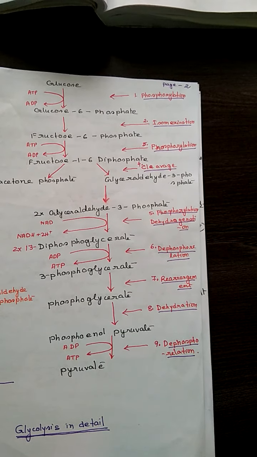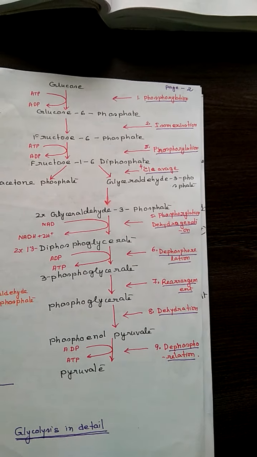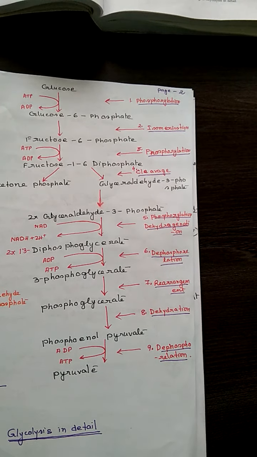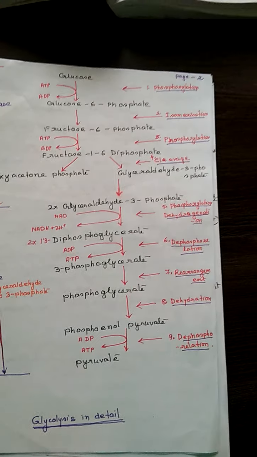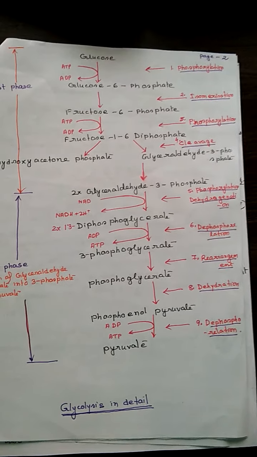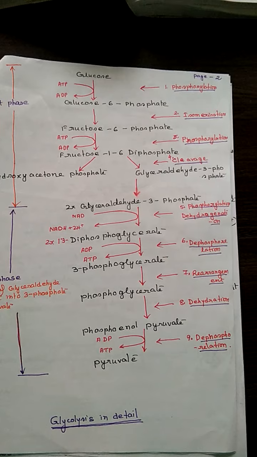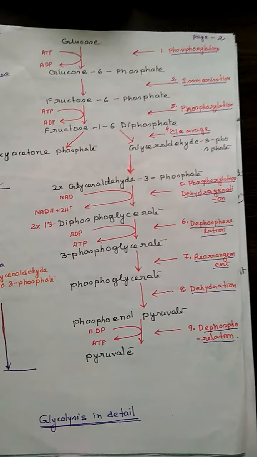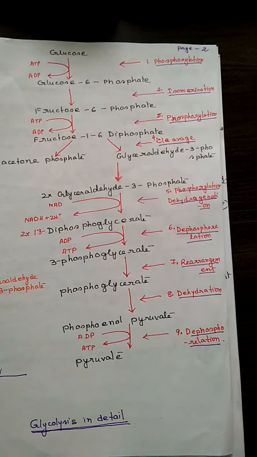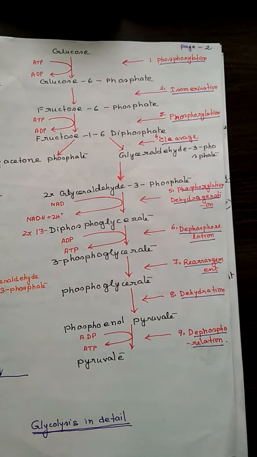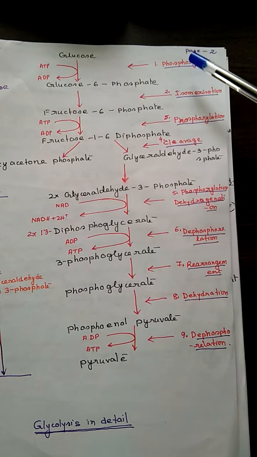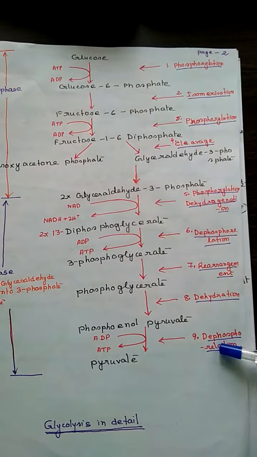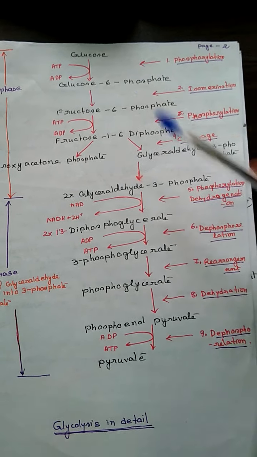Why? What is the full form of EMP? Embden-Meyerhof-Parnas pathway. I have given you the definition, and I have the process also. Now in glycolysis, simple way you have to go through this chain. There are 9 types of chemical reactions that take place within this glycolysis. This one is a very, very important one.